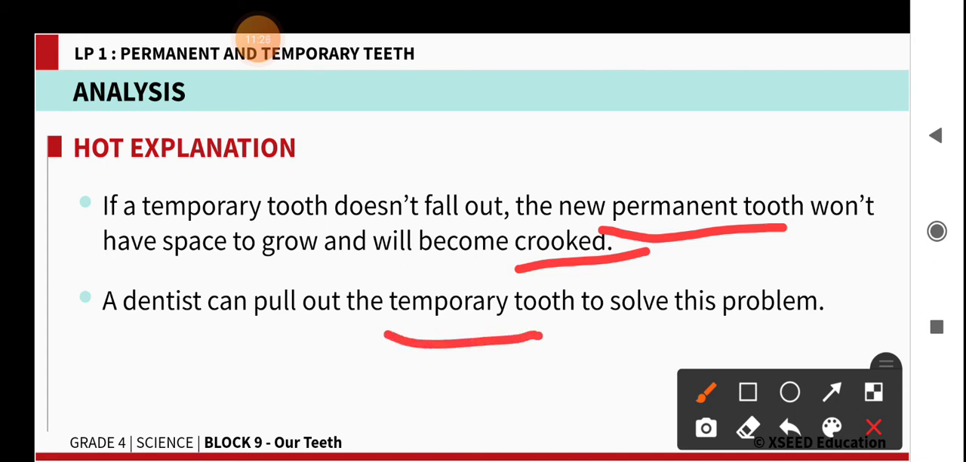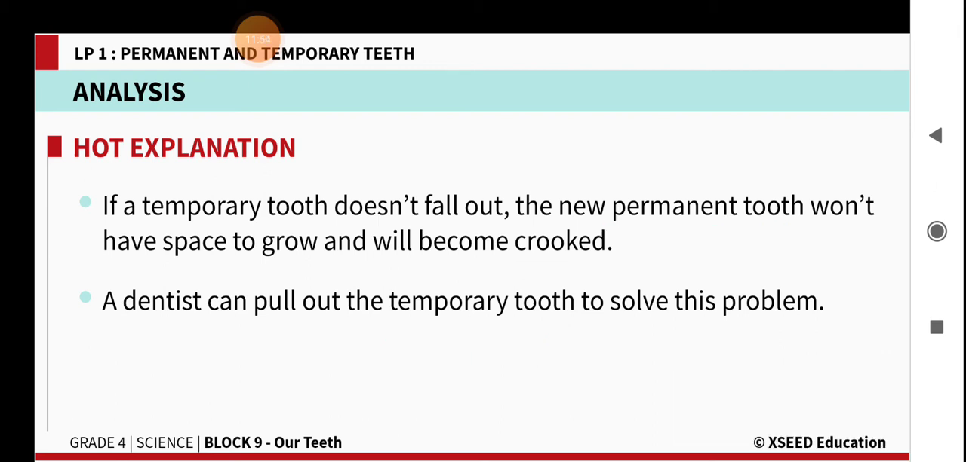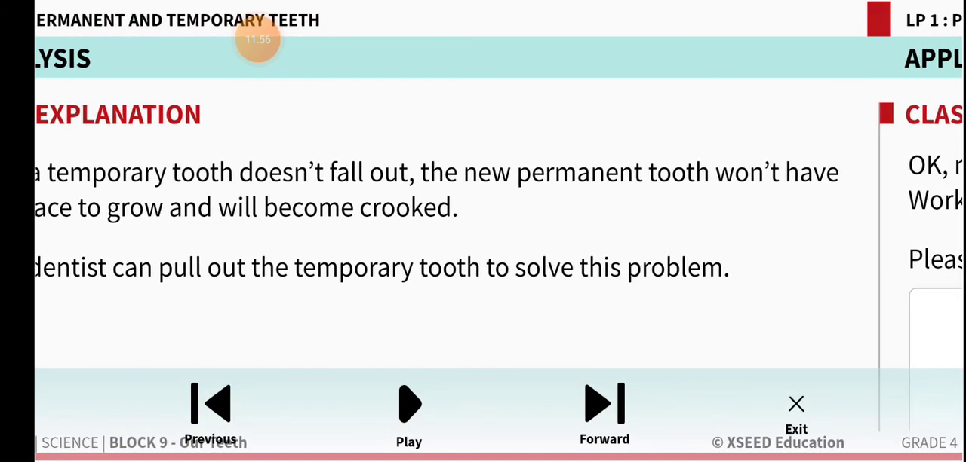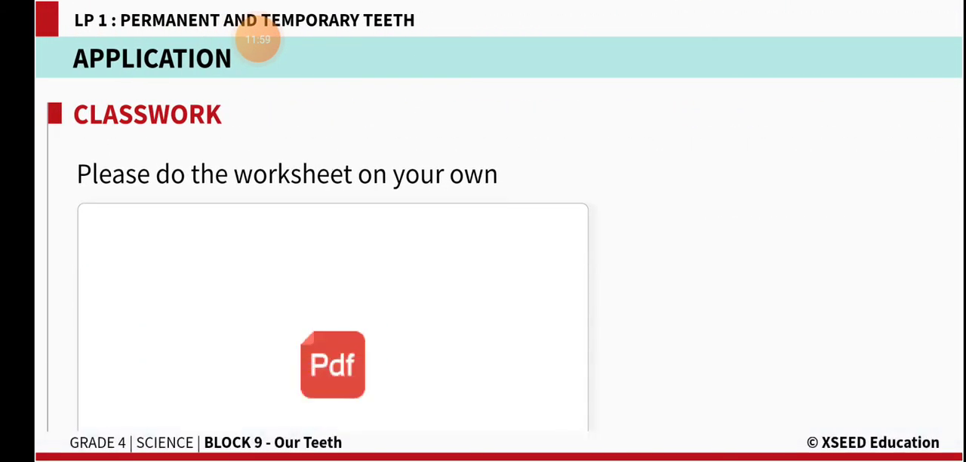You can see some people whose teeth are one above the other. That is because when temporary teeth do not fall out, the permanent teeth will grow above that temporary tooth. So it won't give a good smile to the people. So they approach the dentist, and the dentist will remove that temporary tooth to give a beautiful appearance to our face. Okay. Now we will see what are the questions given in this worksheet.